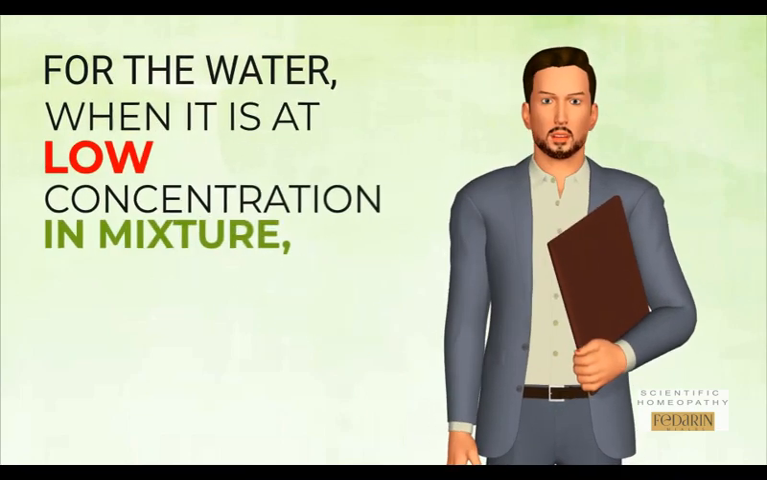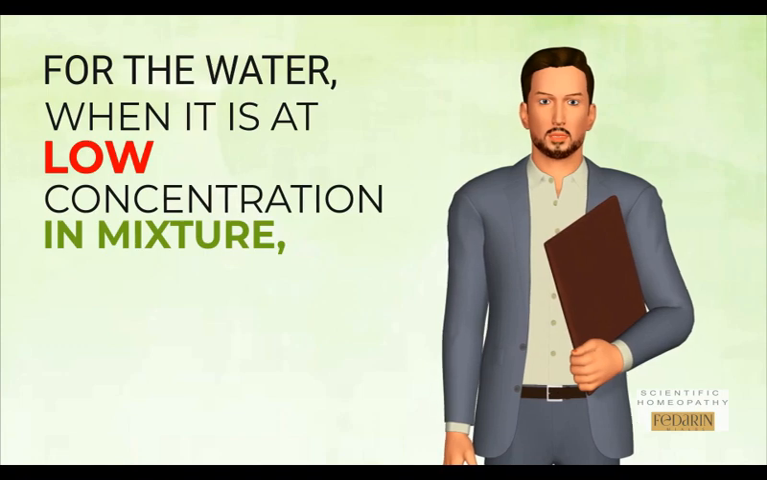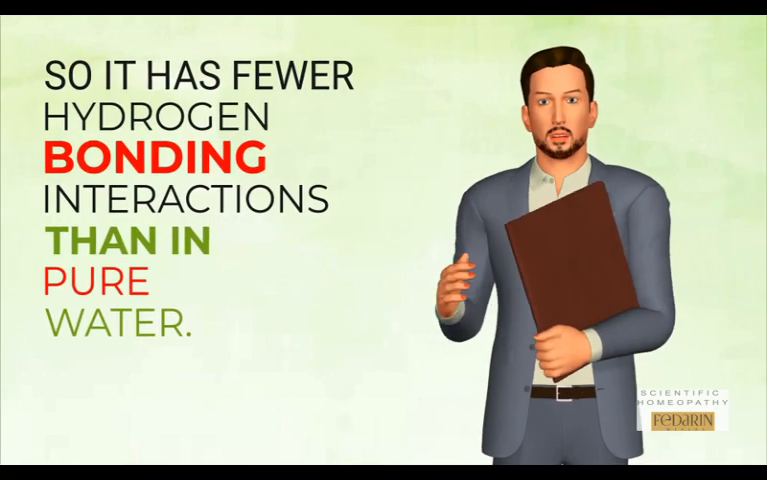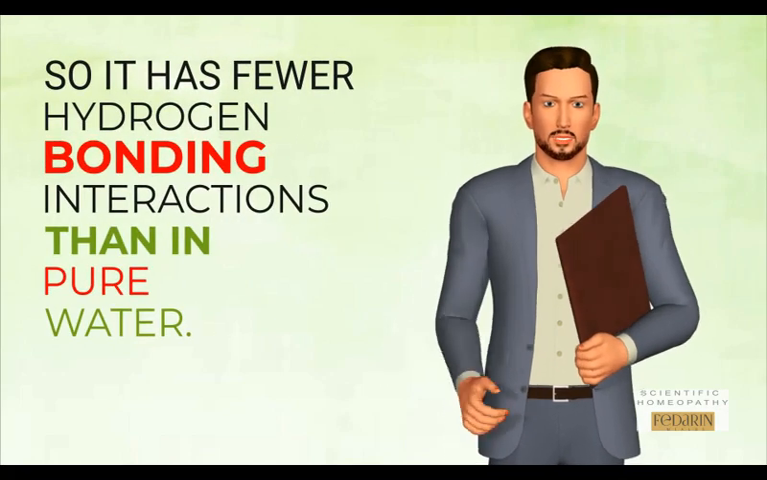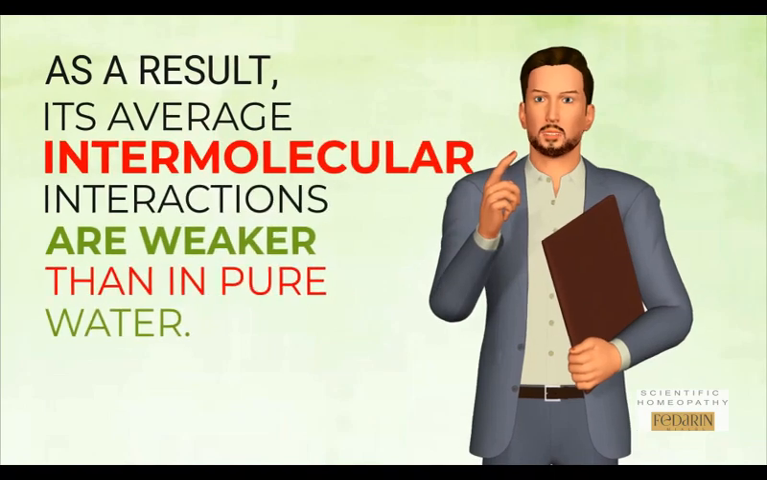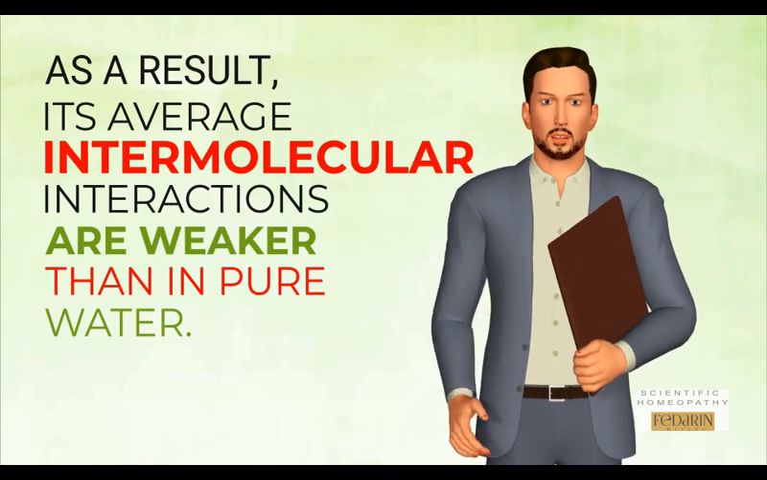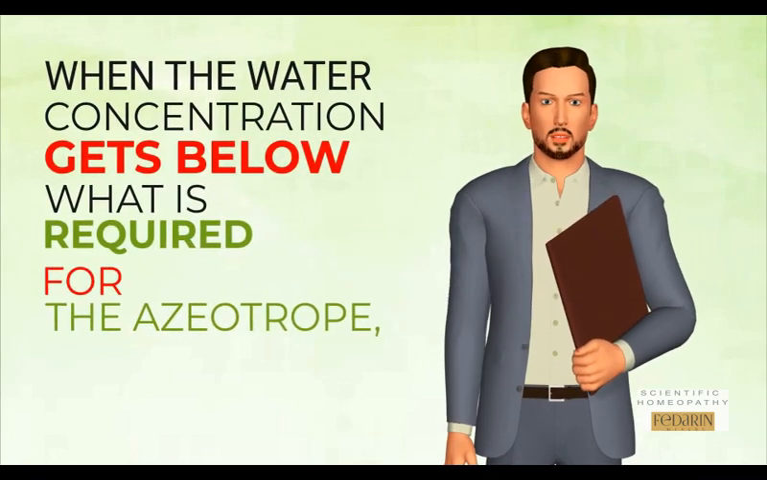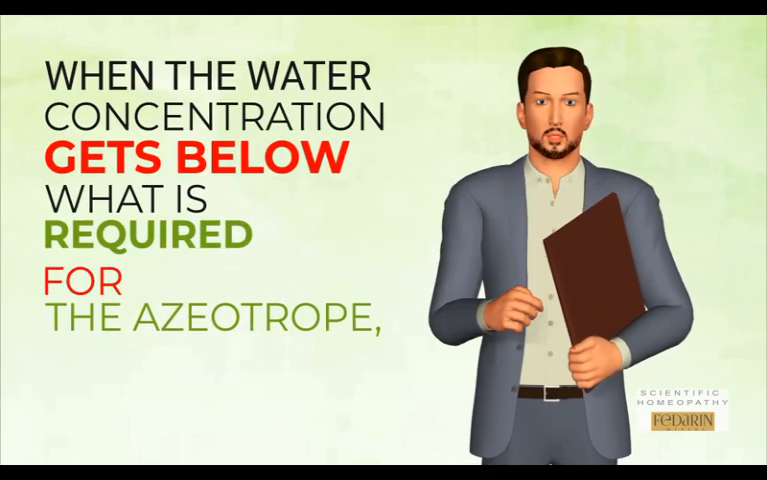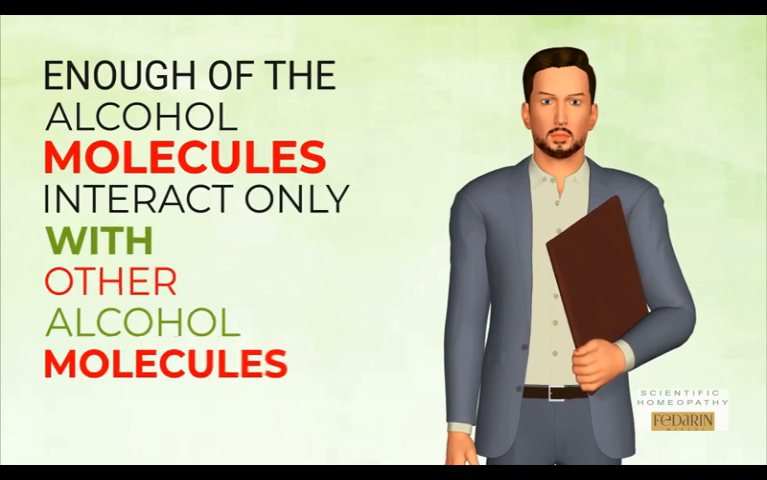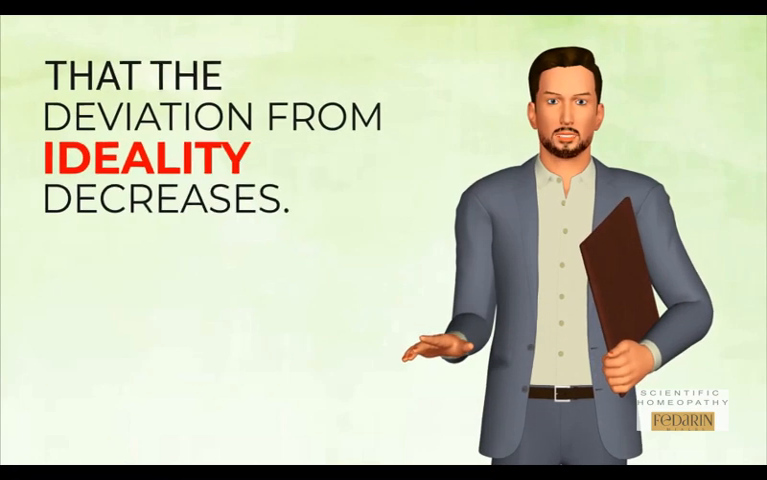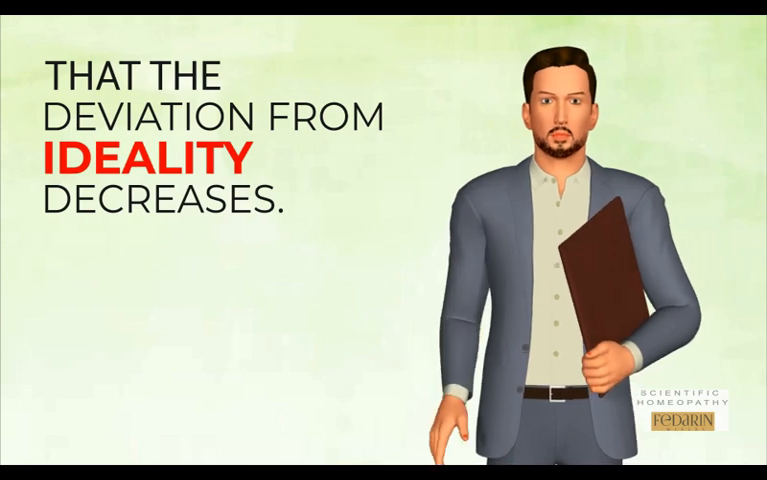For the water, when it is at low concentration in the mixture, each water molecule is surrounded by ethanol molecules, so it has fewer hydrogen bonding interactions than in pure water. As a result, its average intermolecular interactions are weaker than in pure water. When the water concentration gets below what is required for the azeotrope, enough of the alcohol molecules interact only with other alcohol molecules that the deviation from ideality decreases.